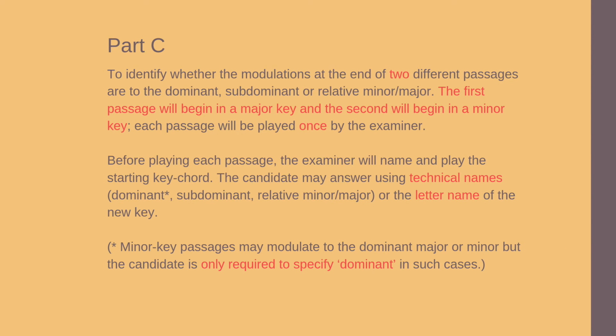Part C. To identify whether the modulations at the end of 2 different passages are to the dominant, subdominant or relative minor, major. The first passage will begin in a major key and the second will begin in a minor key. Each passage will be played once by the examiner. Before playing each passage, the examiner will name and play the starting key chord. The candidate may answer using technical names like dominant, subdominant, relative minor, major, or the letter name of the new key. Minor key passages may modulate to the dominant, major, or minor, but the candidate is only required to specify dominant in such cases.